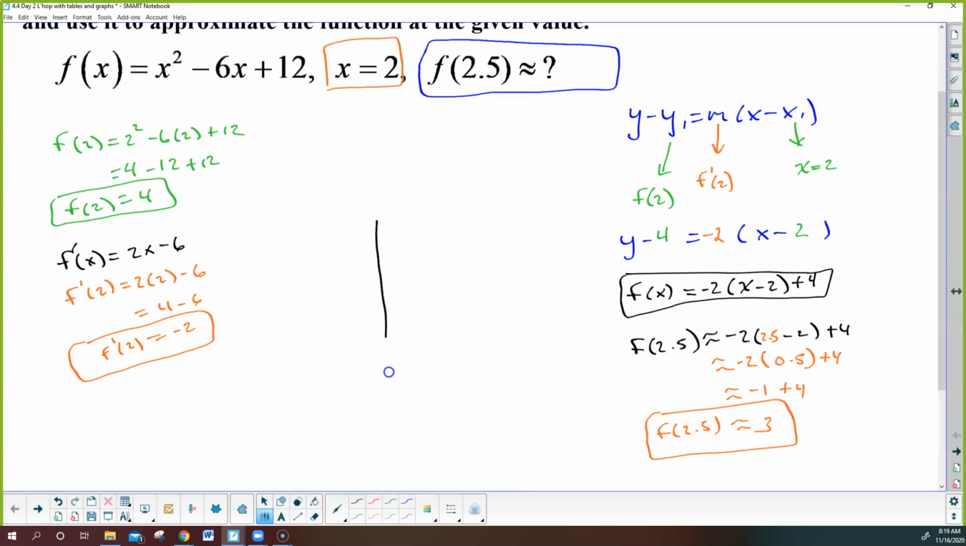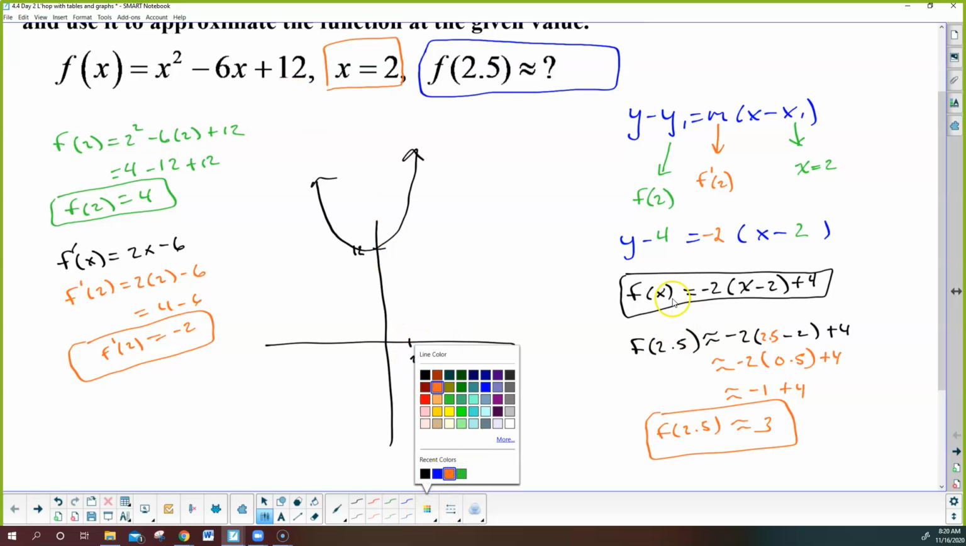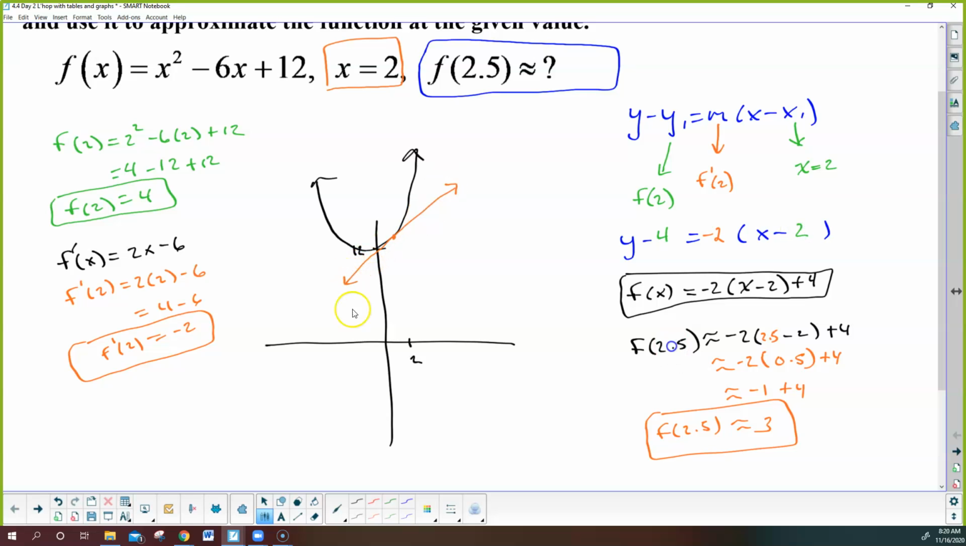Really quick, let's think of visually, what did we just do? And I'm not 100% sure what this parabola looks like in terms of if it's more on the left or more on the right. I think it's going to go something like this. I know it opens up. I know it has a y-intercept of 12. And then what did we find? Right? What was this part right here? This was the equation of the tangent line at 2. So at 2, we found a tangent line right here.